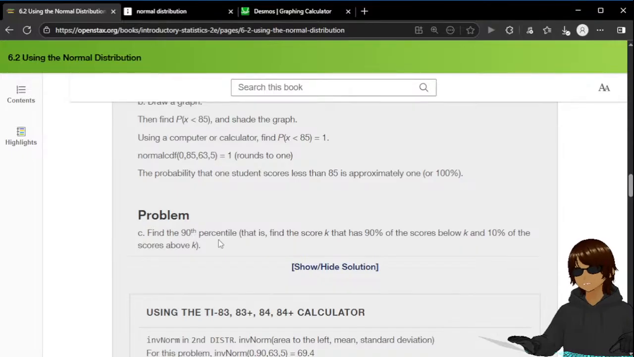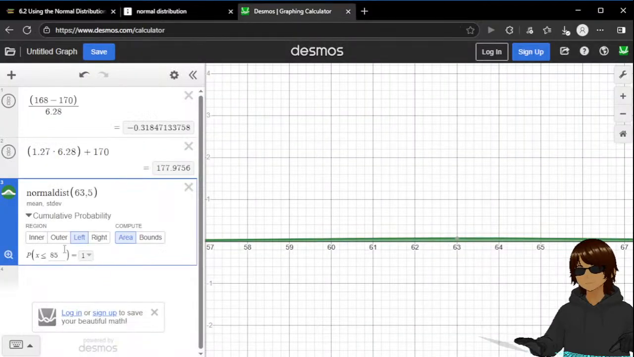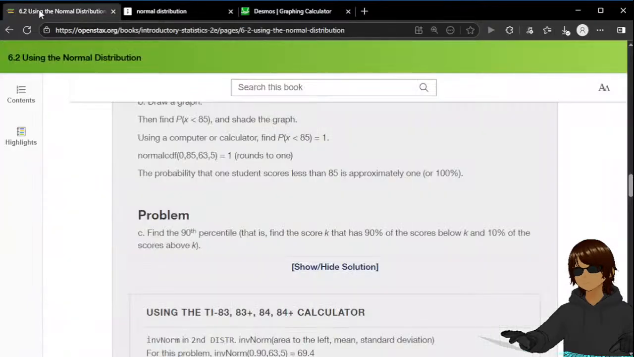Find the 90th percentile. That is, find the score K that has 90% of the scores below K, 10% of the scores above K. 90th percentile. So I want the probability to be 0.9, right? Find the 90th percentile.